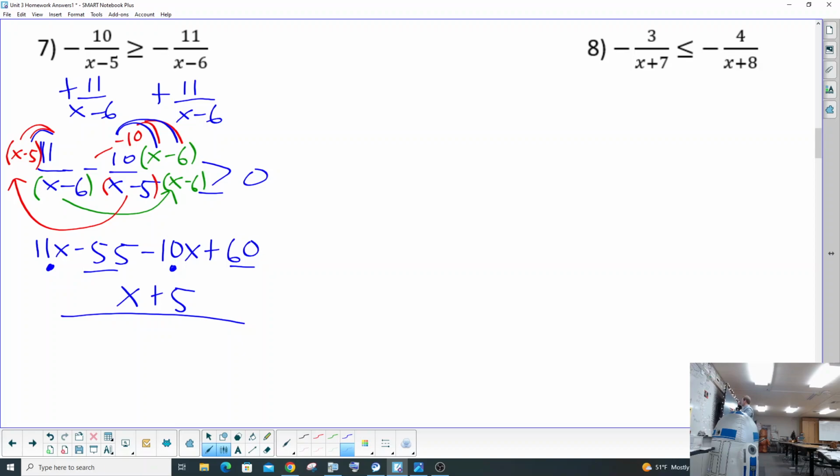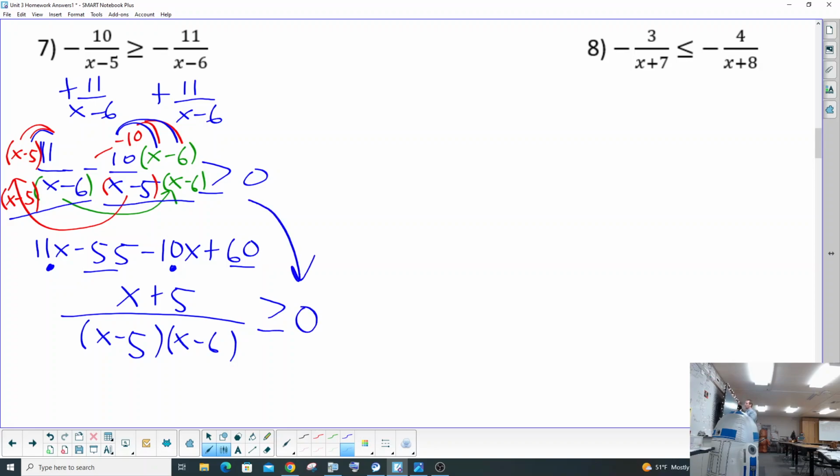Don't forget your common denominator. Remember that we multiplied x minus 5 on the left. You have to do it to the bottom and the top. And so now we have a common denominator of x minus 5, x minus 6. So guess what goes on the bottom? x minus 5, x minus 6. And that's going to be greater than or equal to 0. Bring down our greater than or equal to 0.